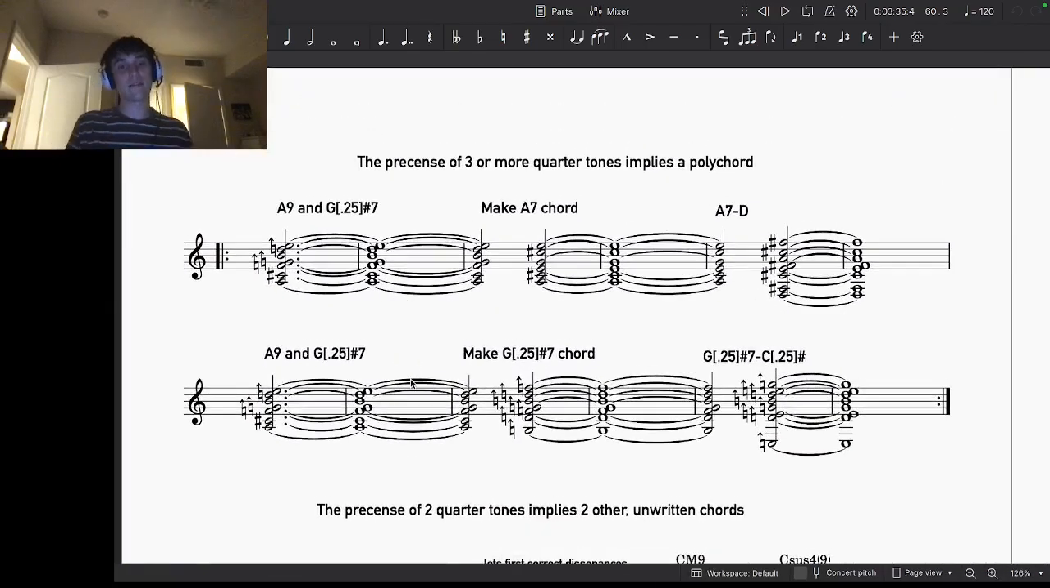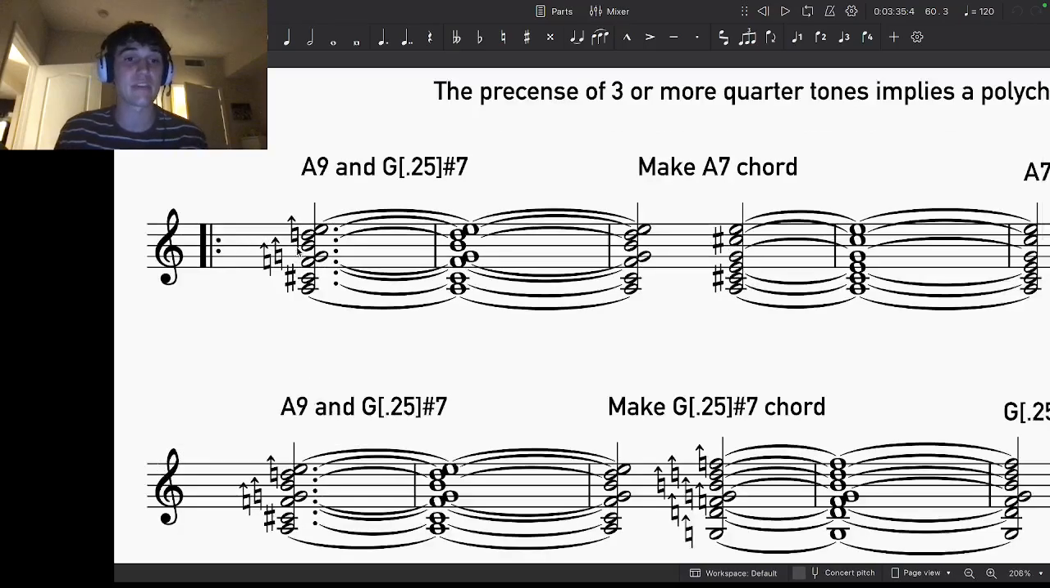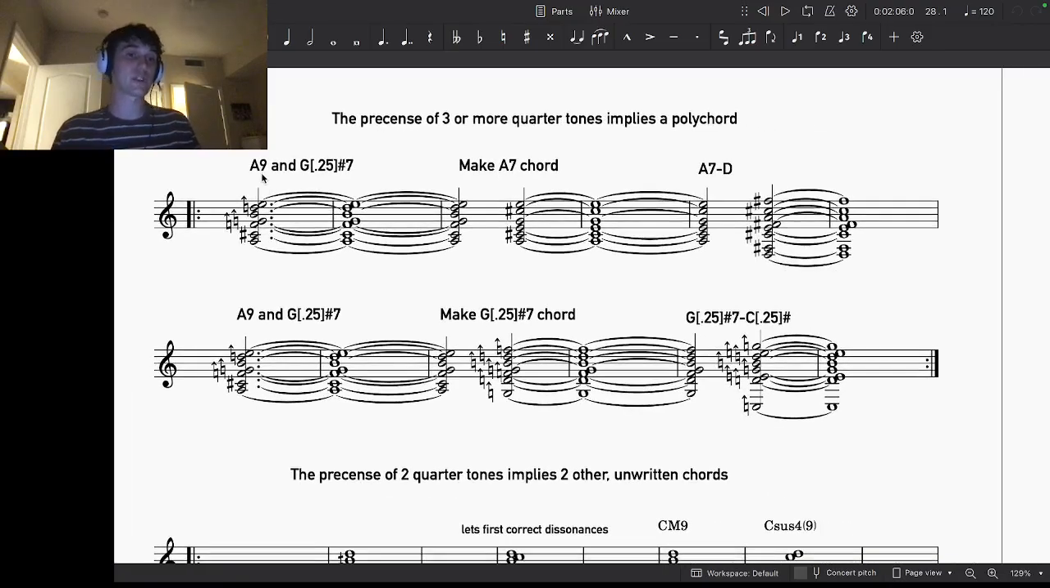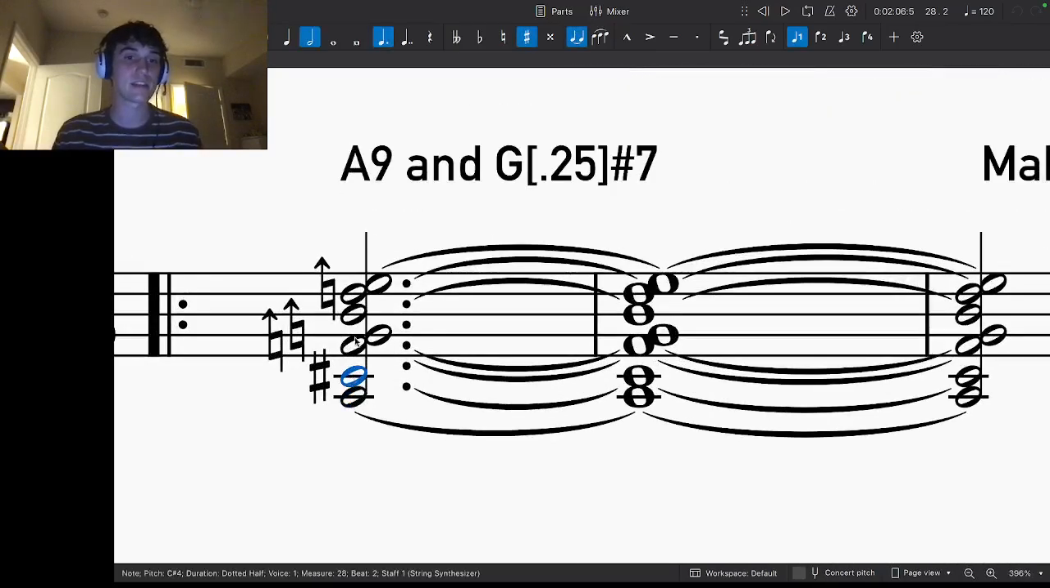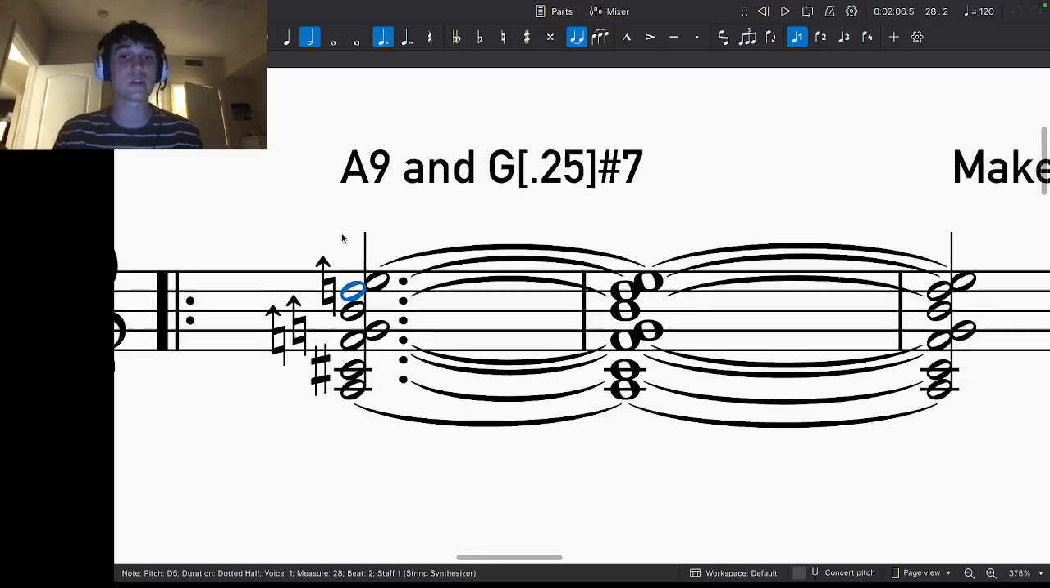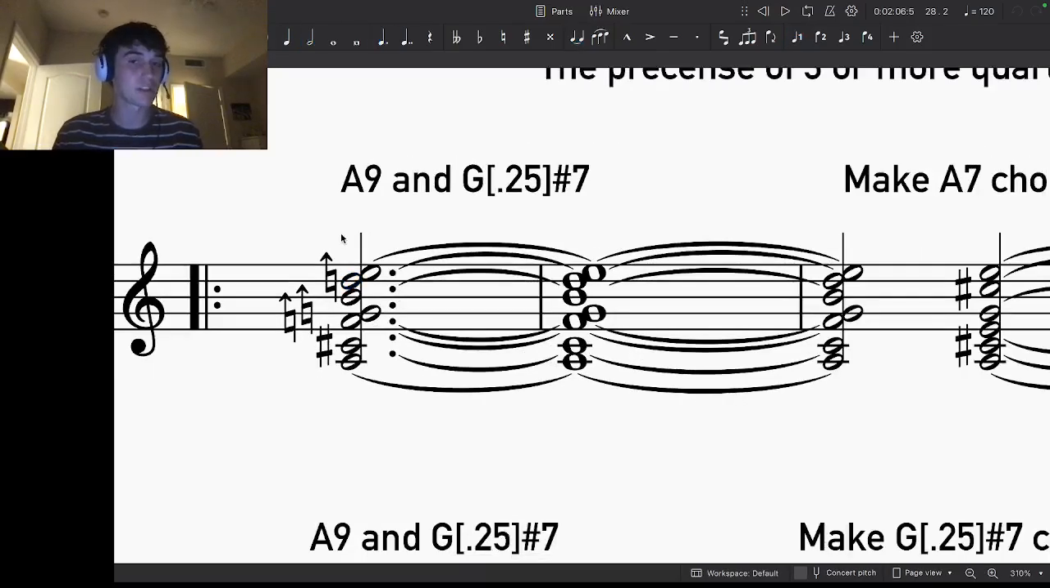All right, when we have 3 quarter tones, what you're doing is you're implying a triadic structure, a 3-note chord that can work on its own. So we'll see that here where we have this very beefy A9 G quarter sharp chord, giving us this very dominant sound. Well, we can treat this as an A9 chord or as a G quarter sharp chord because we have A, C sharp, B, there's our A9, and then we have F quarter, G quarter, D quarter, which is pretty much a G7 chord, right? In its 3rd inversion.